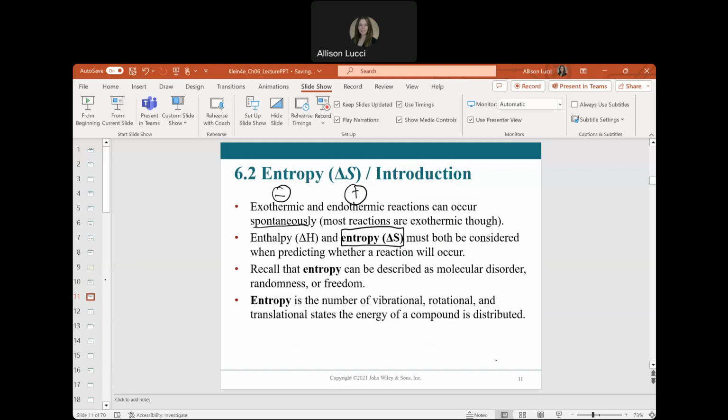So what is entropy? You may have had in previous courses, like general chemistry, you might have defined entropy as terms like molecular disorder, randomness or chaos of a system, or depending on your textbook, sometimes they refer to these as degrees of freedom.